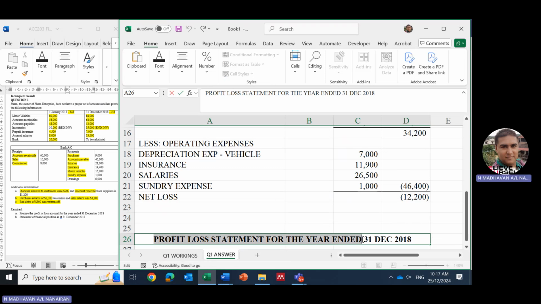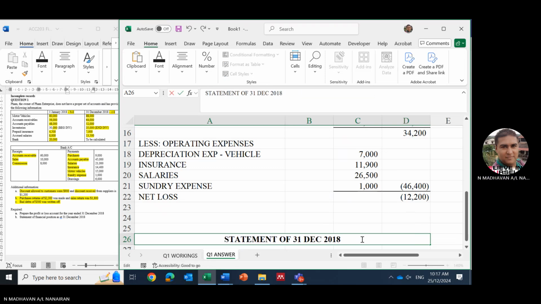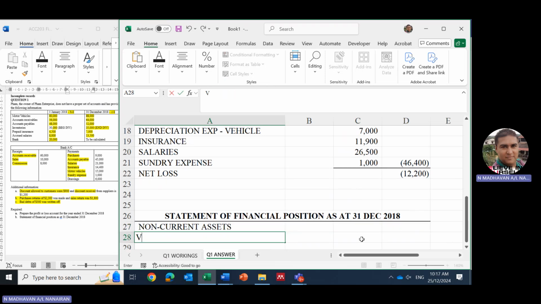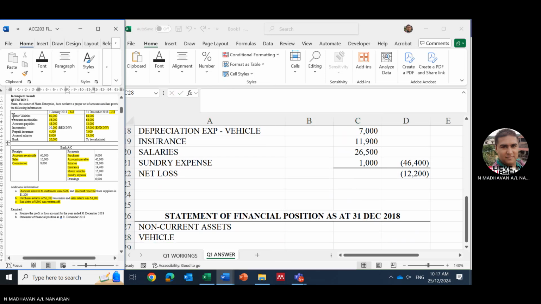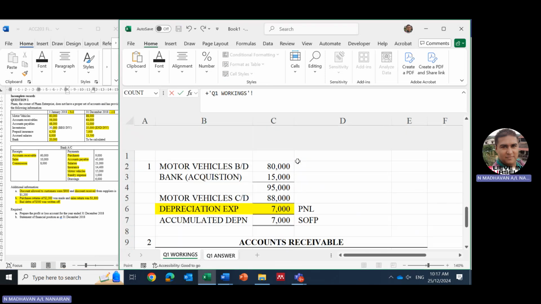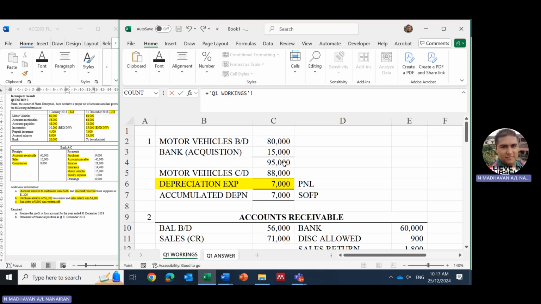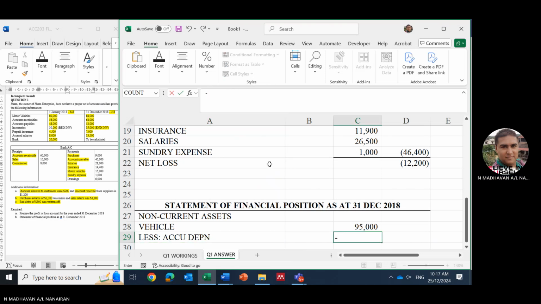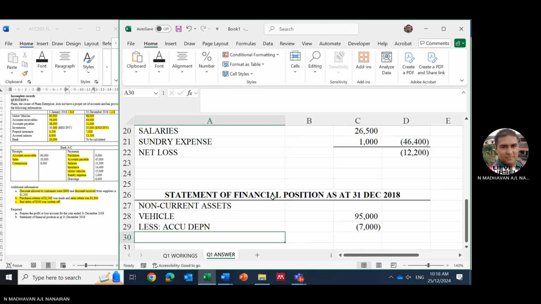Next, we do the statement of financial position as at. Non-current assets. What do you have? You have motor vehicle, correct? How much is the motor vehicle? How much is the motor vehicle, guys? See here, 80 plus 15 equals 95. Okay? Less accumulated depreciation of, I give you.